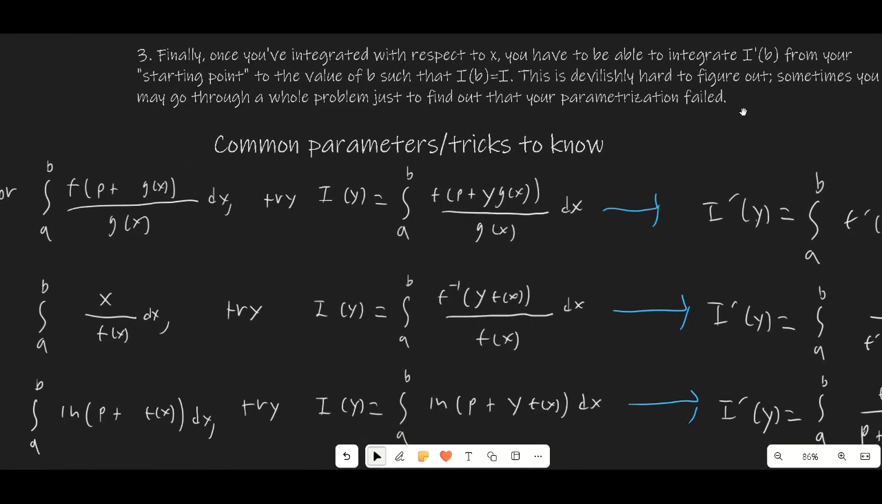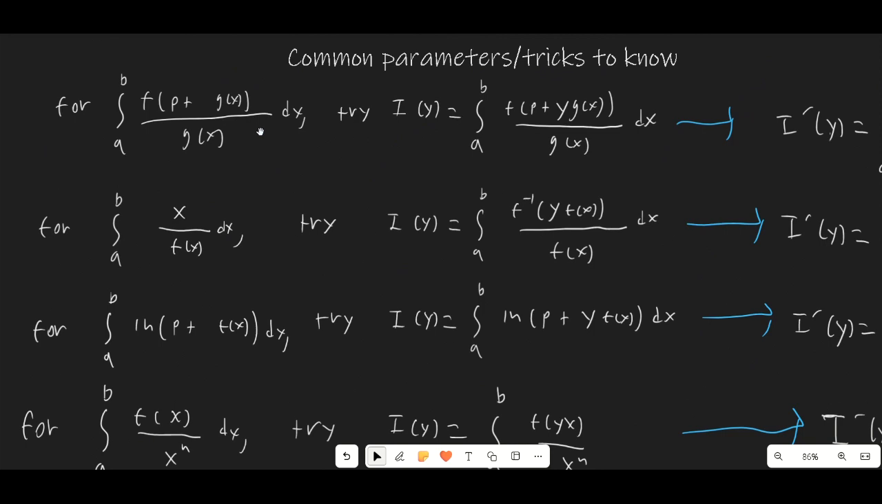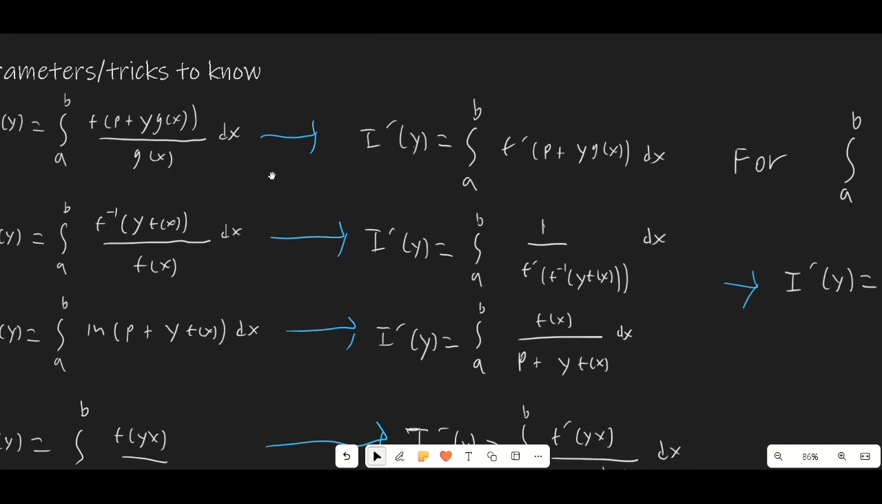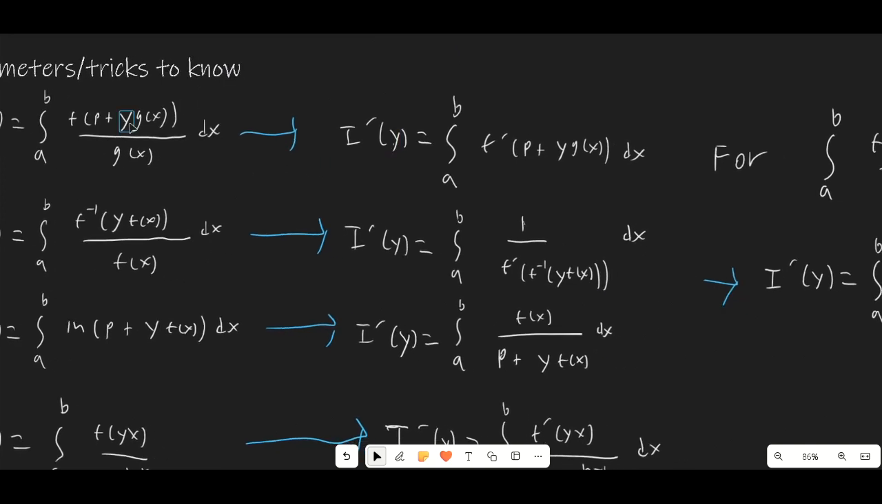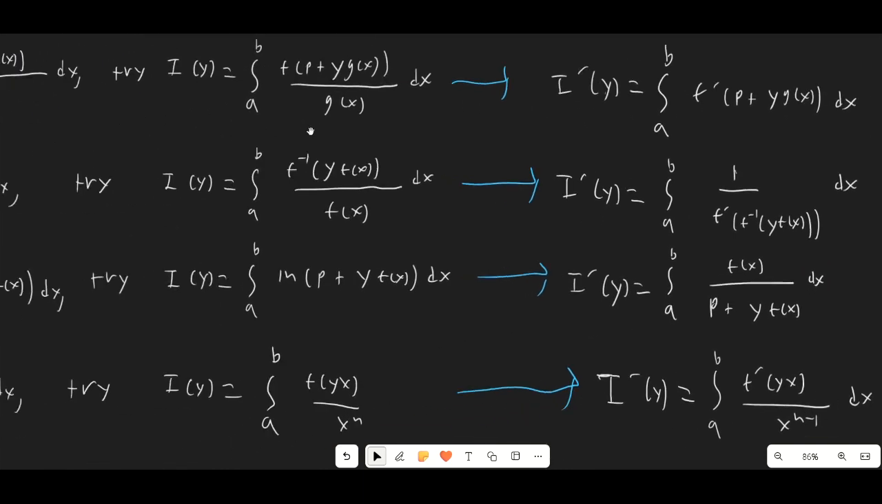So here are some common parameters or tricks to know to get you started. If you have some sort of integral that looks like f of p plus g of x over g of x, you want to try I of y equals the integral from a to b of f of p plus y g of x over g of x. The reason we want to do this is because once we differentiate with respect to y, because of the chain rule, this y times g of x, the g of x comes out, and so it cancels with the g of x on the bottom. So we just end up with f prime of p plus y g of x, which is really, really helpful. And this is a much easier integral to solve, as long as f prime is pretty simple, than the one with g of x on the bottom, especially if g of x is something like sine of x or cosine of x.